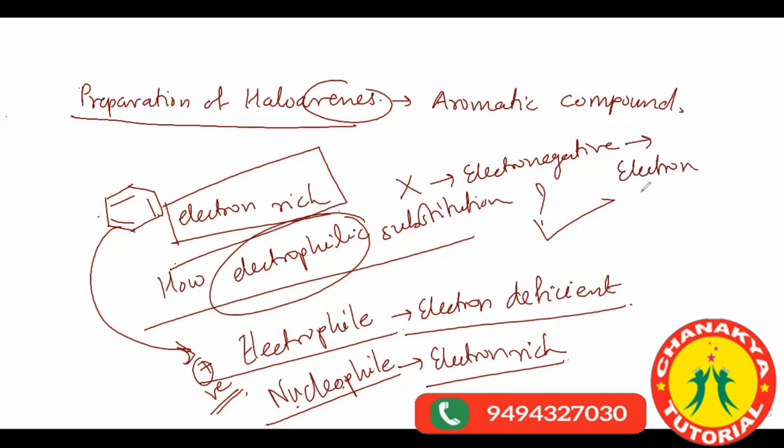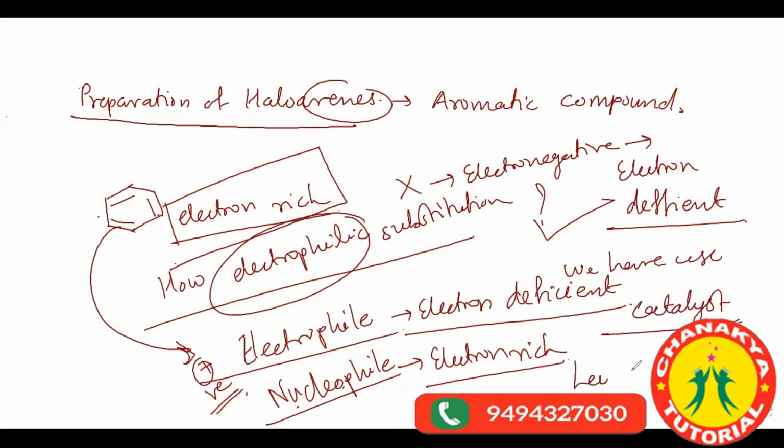What we have to do? We have to make it electron deficient. And to make it electron deficient, we have to use a catalyst, right? And which catalyst are we going to use? That is Lewis acid, or Lewis catalyst. It is called Lewis acid or Lewis catalyst. Okay? Understood?